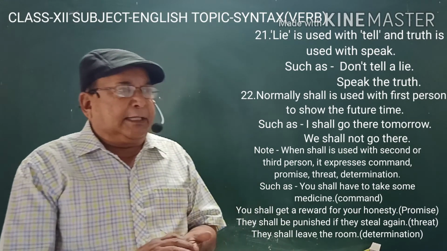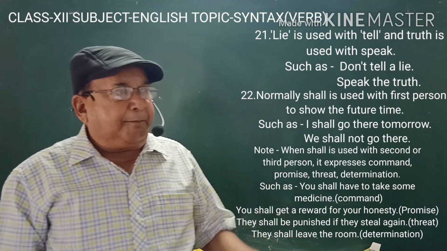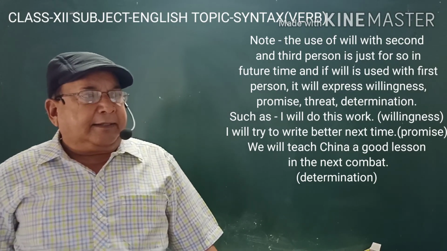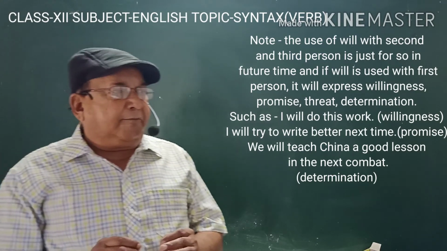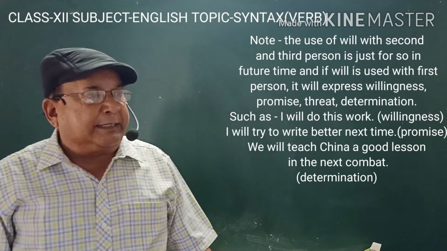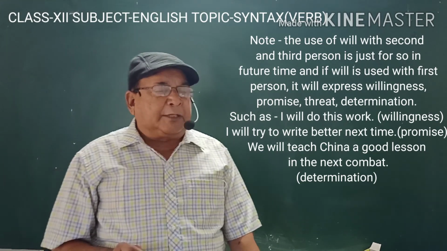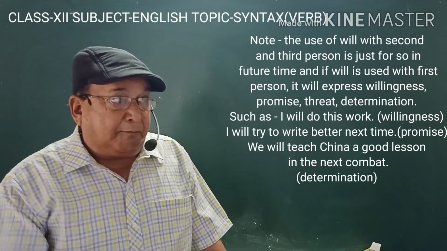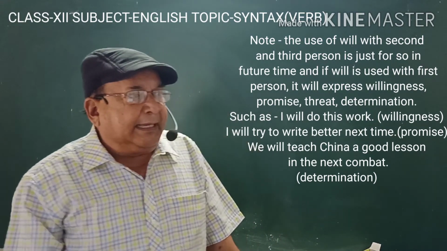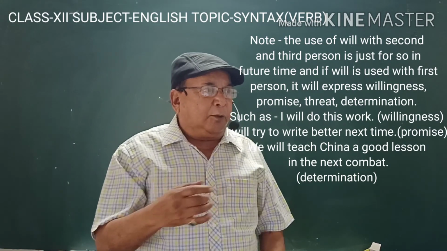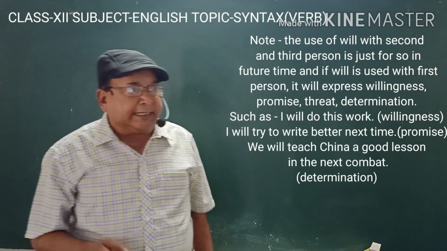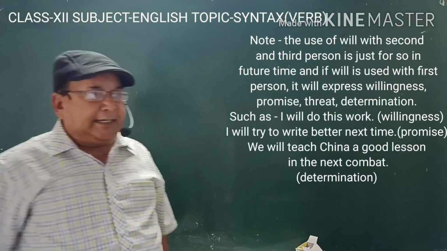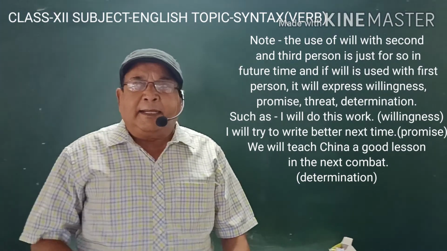But normally, shall is used with I and we. For example, I shall go to Lucknow tomorrow. The use of will with second and third person is just for simple future time, and if will is used with first person, it will express willingness, promise, threat, determination. I will do this work, this is my willingness. It is a must willingness. Otherwise I would have used, I shall do this work. But my willingness is my confirmation, then I may use will instead of shall. I will do this work, in this case it is willingness. I will try to write better next time. This is my promise. And we will teach China a good lesson in the next combat. It is my determination. So that's why will and shall have been interchanged with different purposes.